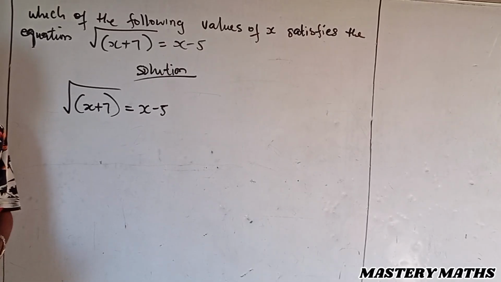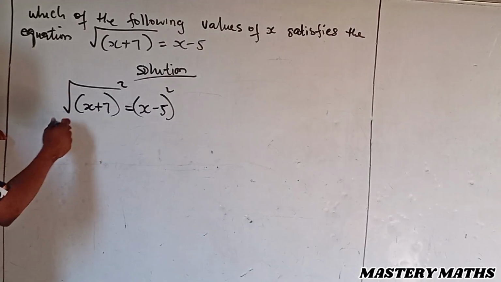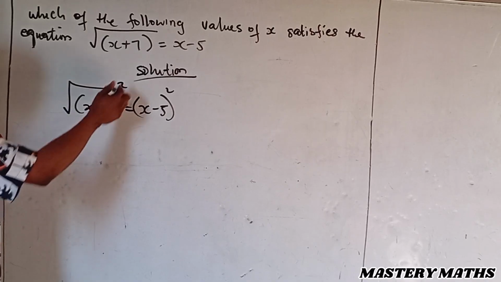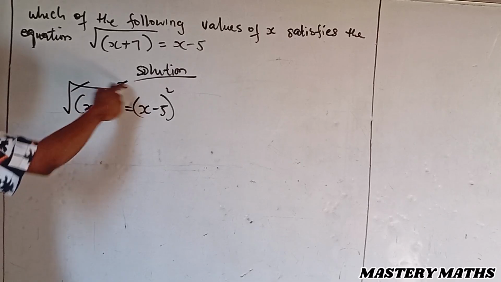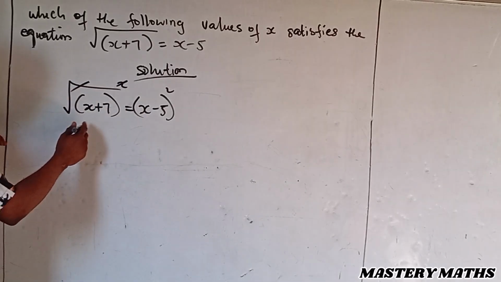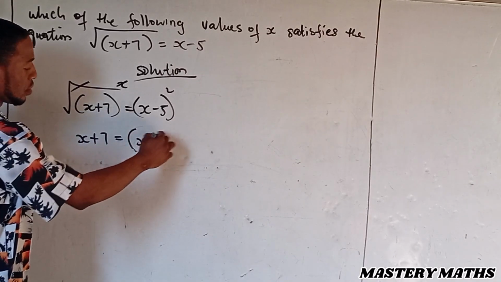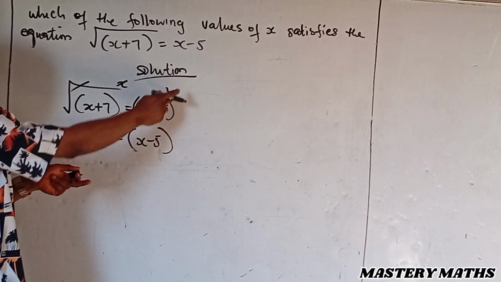We remove it by squaring both sides. That's the only way we can remove this, by squaring both sides. Now, we've squared both sides. The square removes these radicals you're seeing here. The square cancels this out. So what is remaining there? You have your x plus 7 equal to x minus 5 in a bracket raised to the power of 2.